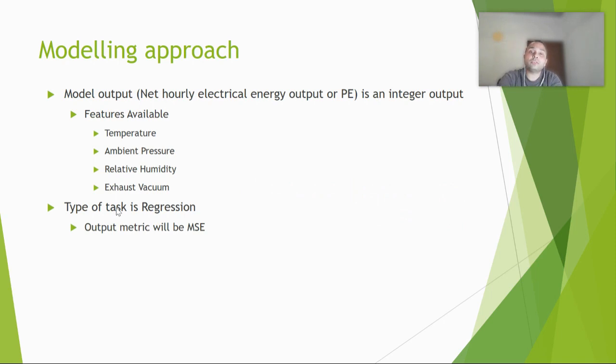So what we're trying to do here is predict the energy output from our system, and the energy output is in the form of an integer number. We have four different features available, which are essentially the different ambient values of the environment, and we're trying to understand how the environment actually impacts the amount of energy produced. Since the output is an integer value, the type of task is going to be a regression task. And for a regression task, I'm going to be choosing the output metric as mean squared error.